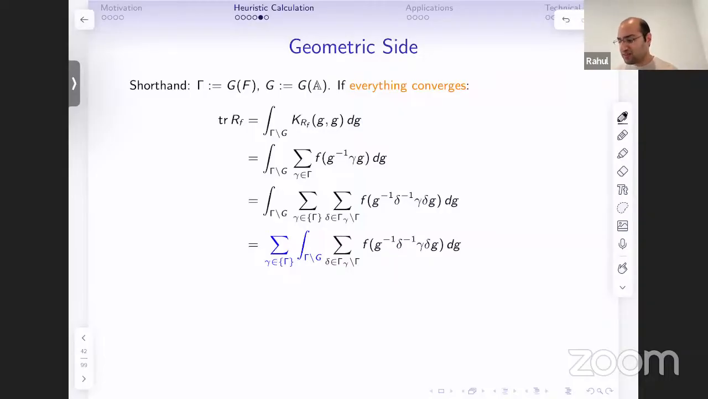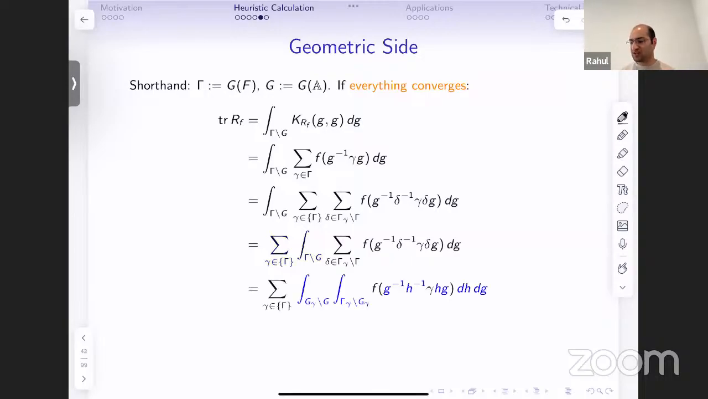And then once we have this, we can just keep simplifying and we're sort of home free. So what happens is that this inner integral and this inner sum together, they're basically an integral over G mod the centralizer of gamma inside big gamma. So what we can do is we can break up that integral in a different way. Instead of being an integral over a sum, we can break it up into two different integrals.